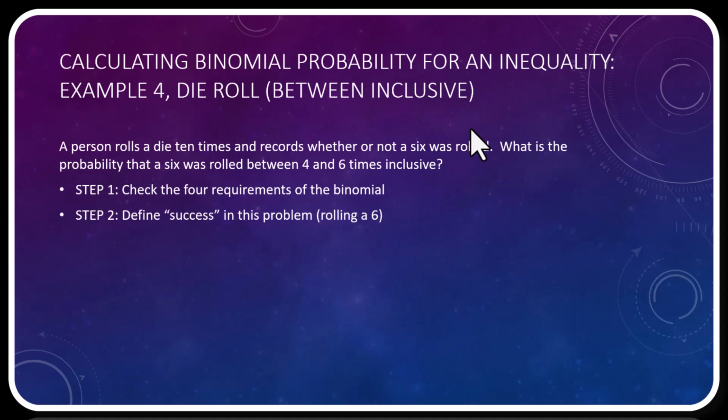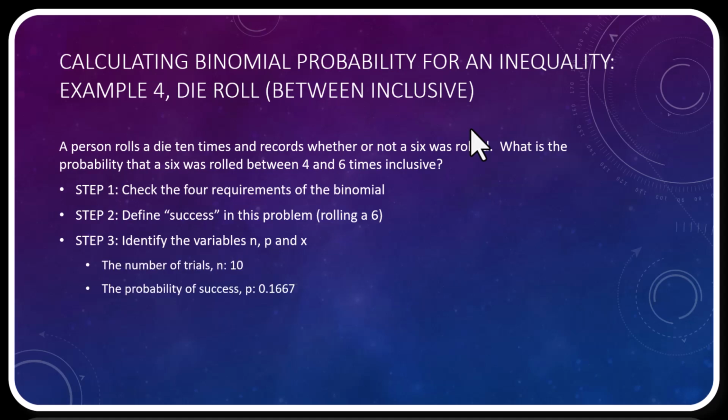Step 2, we have to define success in this problem. In this problem, we are considering rolling a 6 the success, and failures rolling any other number. So now we have to identify the variables n, p, and x. The number of trials, n, is 10. The probability of success in a fair 6-sided die is 1 over 6, or about 0.1667. The number of successes, x, is between 4 and 6 inclusive. Notice that since we are saying inclusive, we're using the less than or equal to sign.